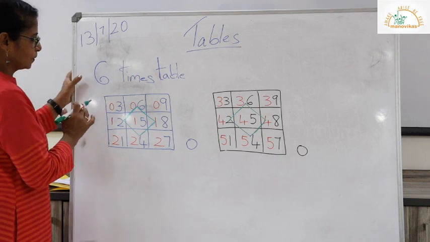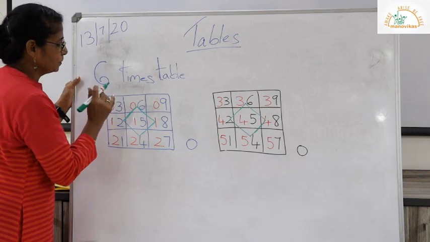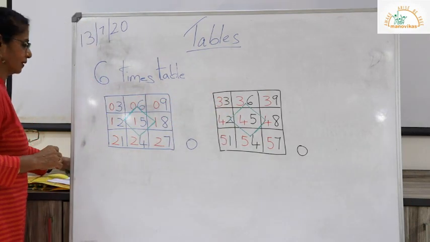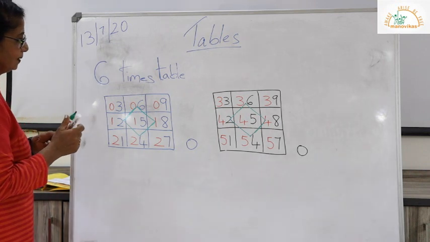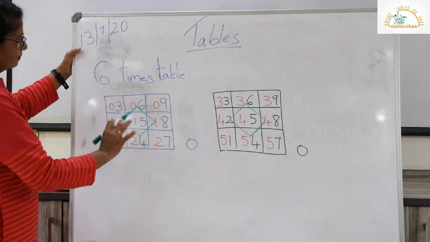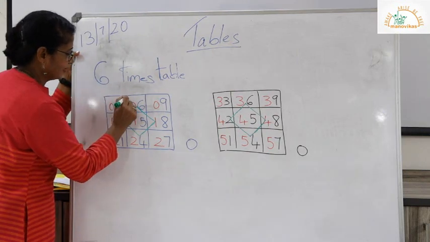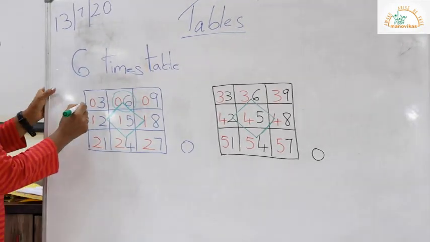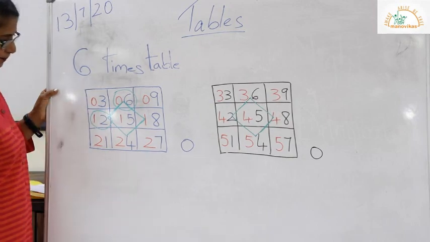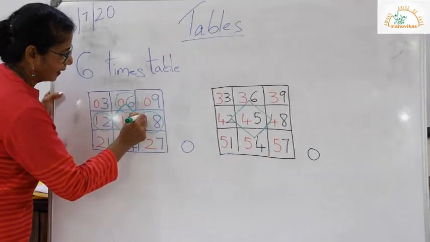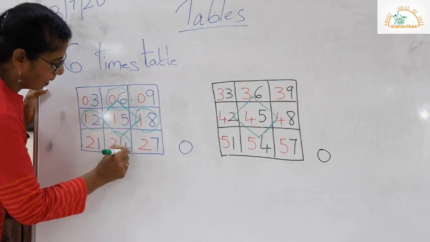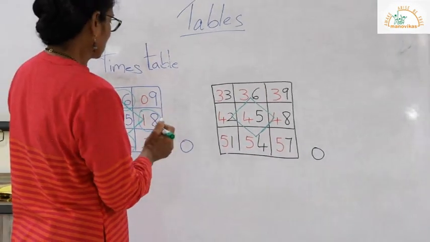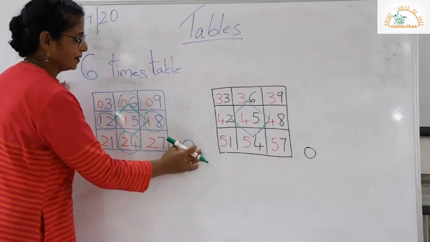Now, what we are going to do is circle the numbers to find the table of 6. How do we go with it? We are going to circle using a green color. 6 ones is 6. Here we get 6. 6 ones are 6. 6 twos is 12. 6 threes are 18. 6 fours are 24. Let's find out here.